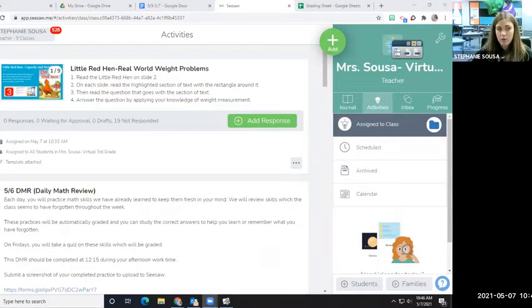I want you to go ahead and click on that. It says we're going to read the Little Red Hen on slide 2. On each slide, we're going to read the highlighted section of text with the rectangle around it, and we're going to read the question that goes with that section. We're going to answer the question by applying our knowledge of weight measurement. So this one's about weight. Next week, we're going to do a 3rd grade math skill review with all 4 operations: addition, subtraction, multiplication, division. Today, we're going to focus on weight, and we're going to structure this together. Questions on that? Yes, Tim?